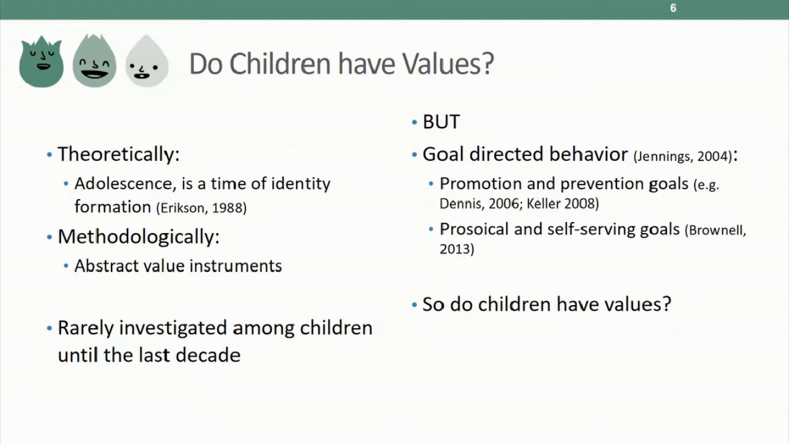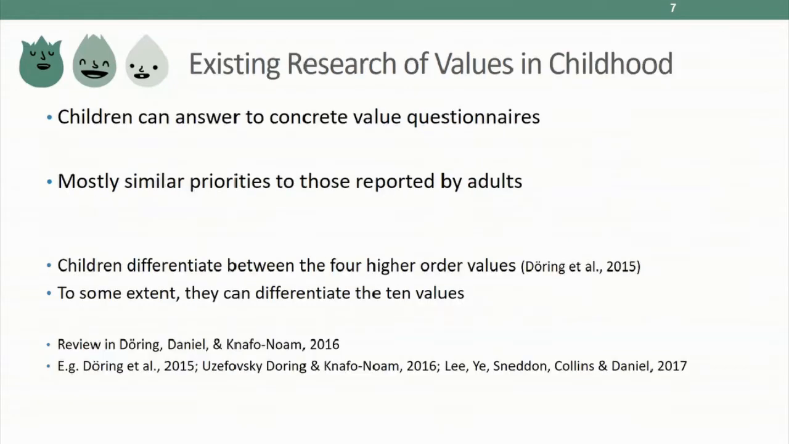Children have goals of caring and giving from a very young age, but they also have goals of keeping resources to themselves, succeeding, and gaining appreciation. These goals are very similar to self-transcendence and self-enhancement values. So is it possible that before adolescence, children already have values? This question began to be investigated a bit more than a decade ago.